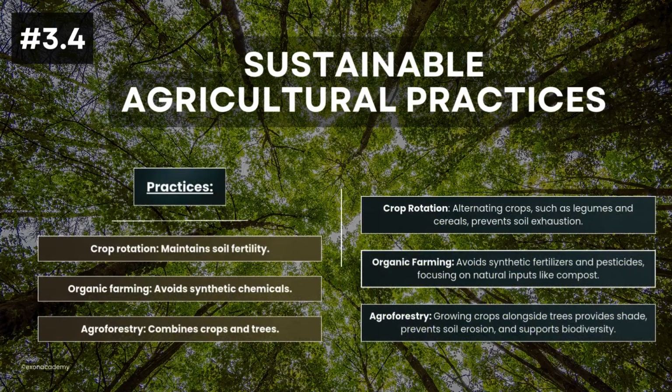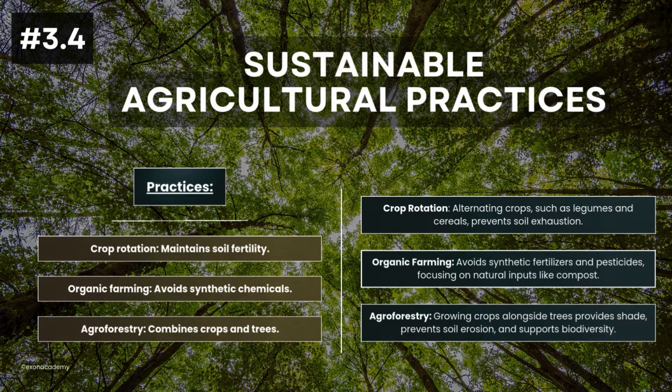Chapter number 3.4, Sustainable Agricultural Practices. To balance food production with environmental health, farmers adopt sustainable methods. Number 1, crop rotation. Alternating crops such as legumes and cereals prevents soil exhaustion. Number 2 is organic farming, which avoids synthetic fertilizers and pesticides, focusing on natural inputs like compost.